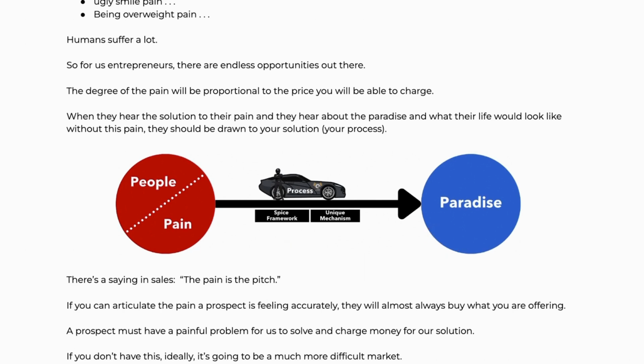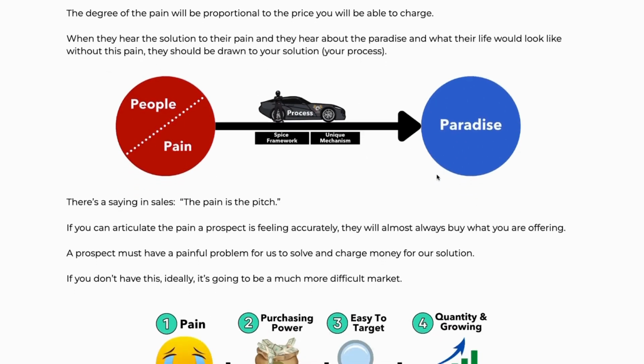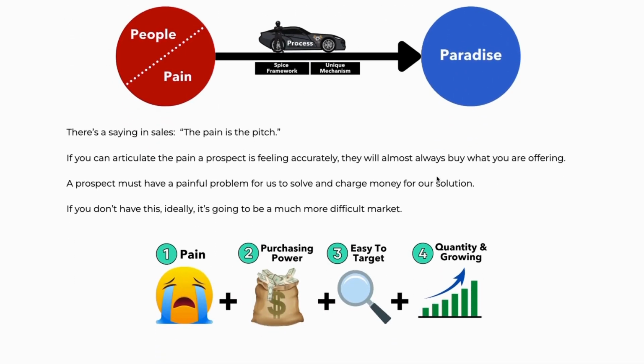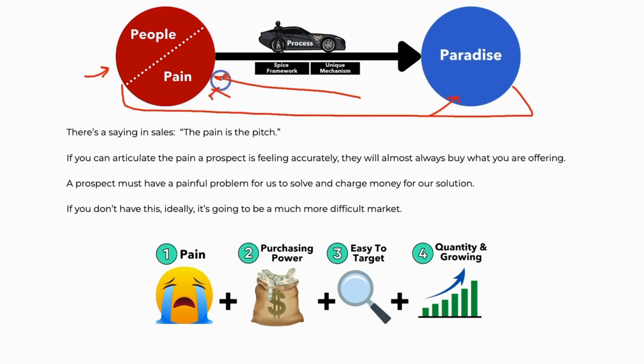There's a saying in sales that the pain is the pitch, which is that if you can articulate the pain a prospect is feeling accurately enough, which is what's going to happen as you go through this process. Right now you're in the people stage, where you're going to identify and select your people, but we're going to walk you through the process of identifying that pain, identifying that paradise. When you're able to do that properly, people are going to buy what you are offering because you are targeting the pain. You are solving the pain that they are in.